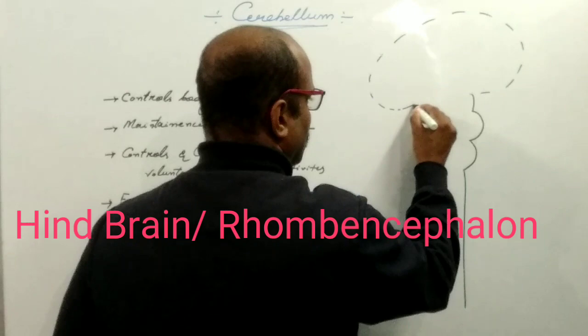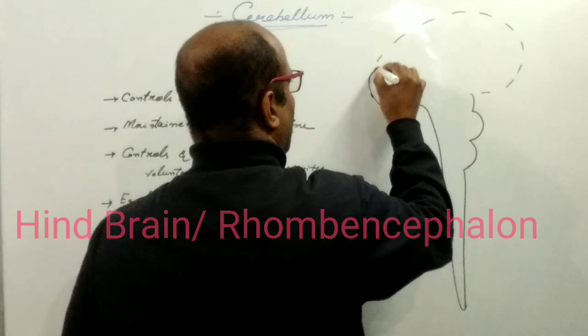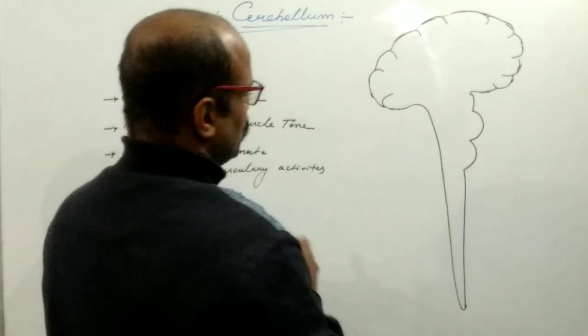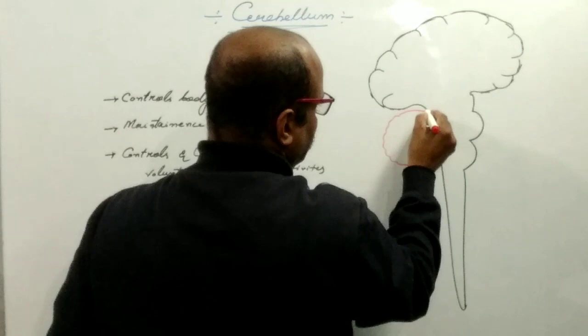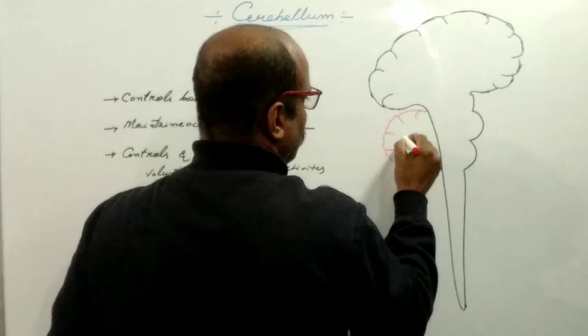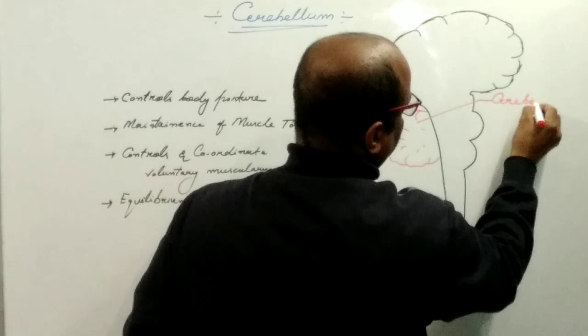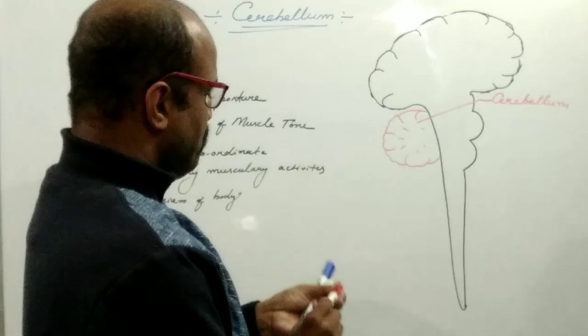Cerebrum is the largest part of the brain. And the second largest part of the brain is the cerebellum. This is the cerebellum, and it is the second largest part of the brain after the cerebrum. That's why the cerebellum is known as the lesser brain. The cerebellum is present dorsal to the pons.